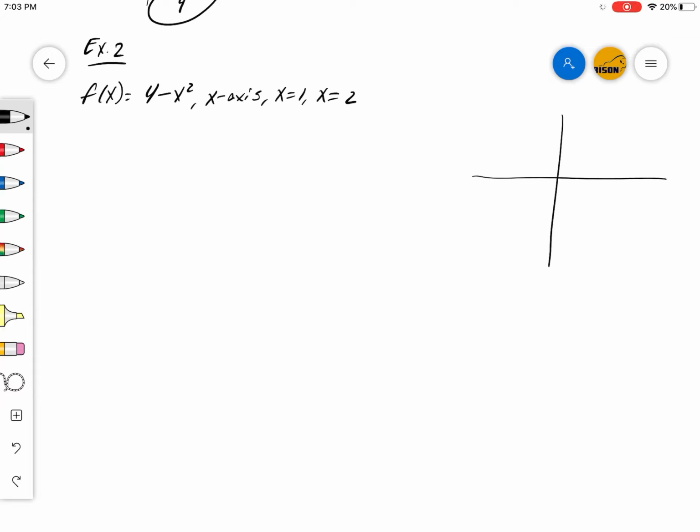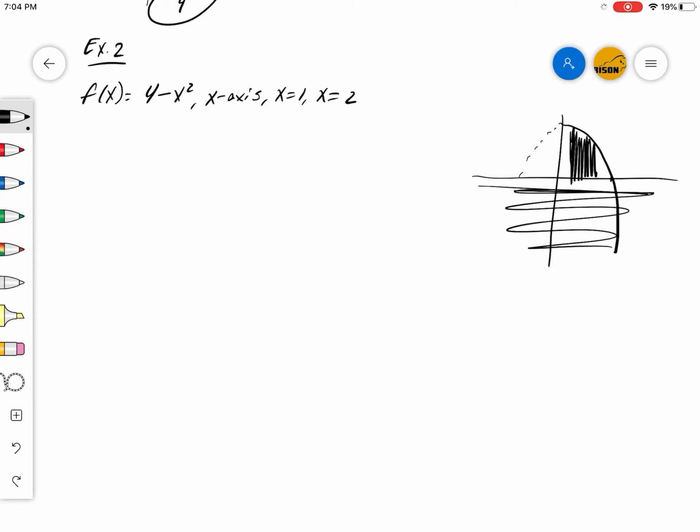Let me give you a rough sketch of this graph. 4 minus x squared, that's flipping x squared upside down and moving it up 4 places. We're cutting it off at the x-axis, x equals 1. Really this curve comes on down, we just don't need it. So x equals 1, and then we're bringing it all the way over to x equals 2. So it is this space in here that we're trying to find the area of.